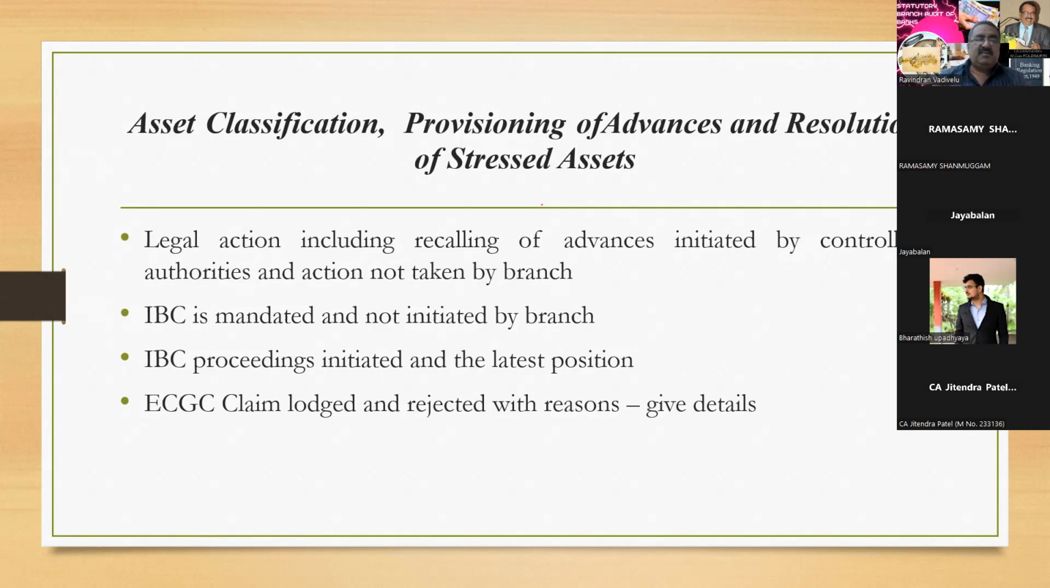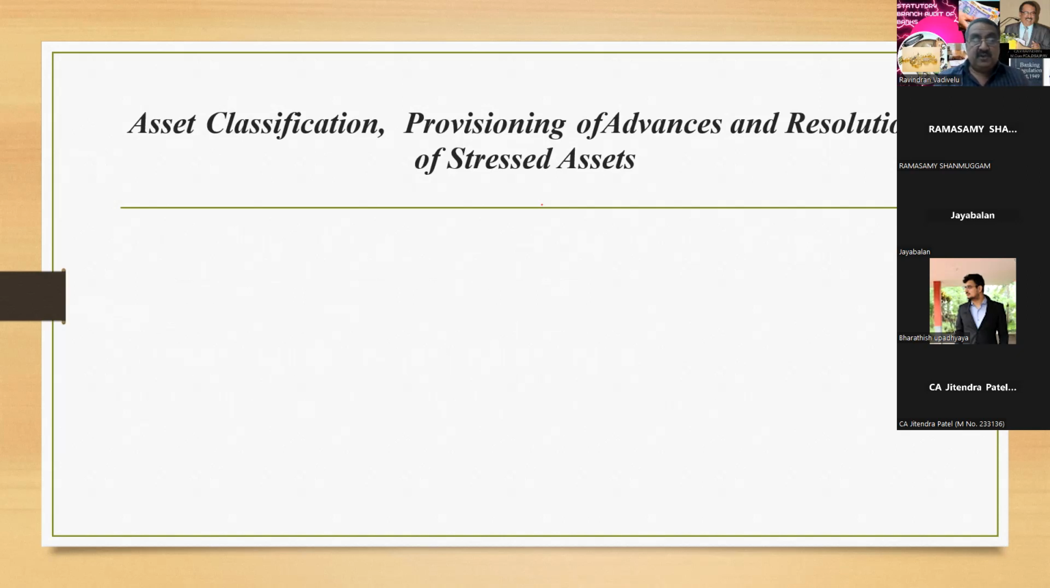and if the claim is made by the borrower, and if the claim is not settled, you have to analyze why the claim has not been settled. You have to get the reason from the ECGC corporation, and that has to be incorporated in your report. So you have to ask, is there any ECGC claim pending? Is there any ECGC claim lodged and not paid? And is there any ECGC claim lodged and rejected? Everything that you have to report, you have to cover in your report.